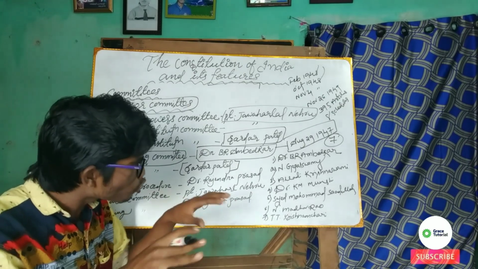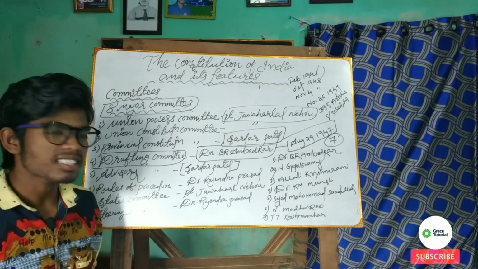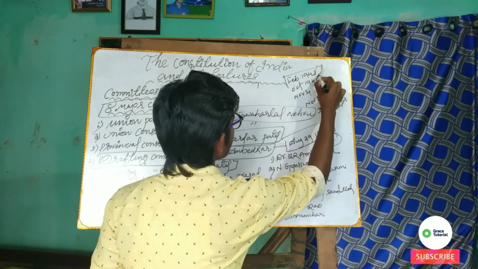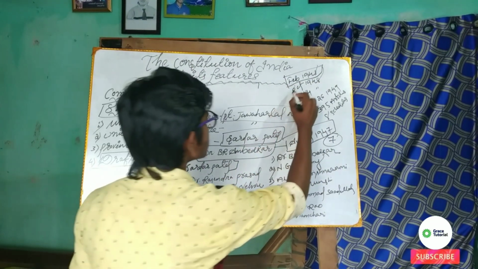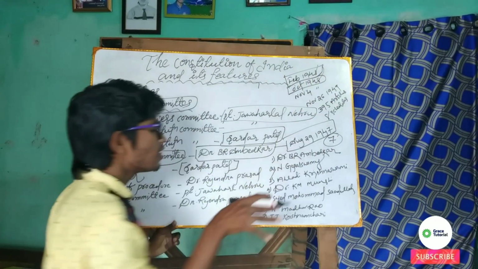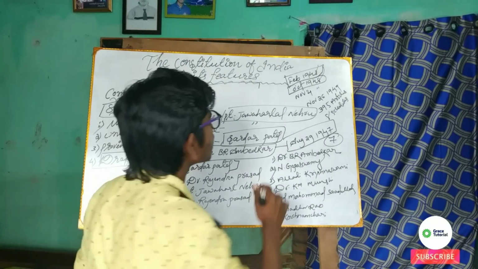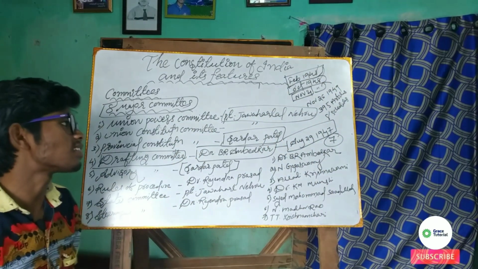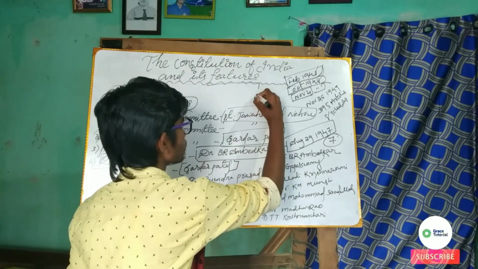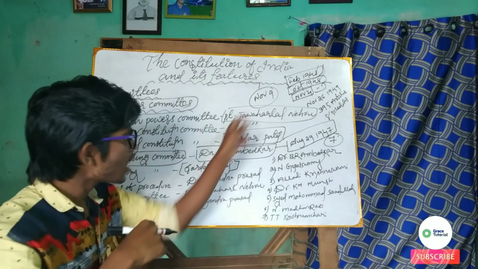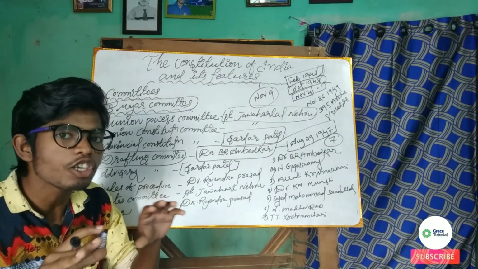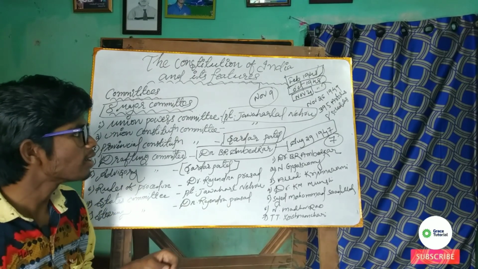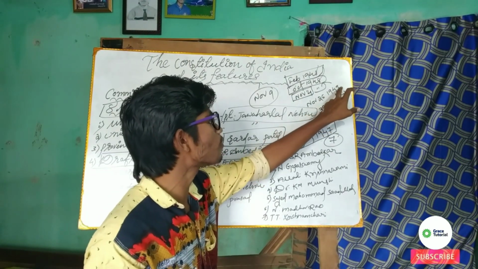After taking these committees into consideration, the committee submitted its report. The first draft was published in February 1948, and the second draft was published in October 1948. Then the final draft was introduced by Dr. B.R. Ambedkar himself on November 4, 1948. The reading took place for 5 days, till November 9, 1948. Finally, it was adopted and passed by the Constituent Assembly on November 26, 1949.